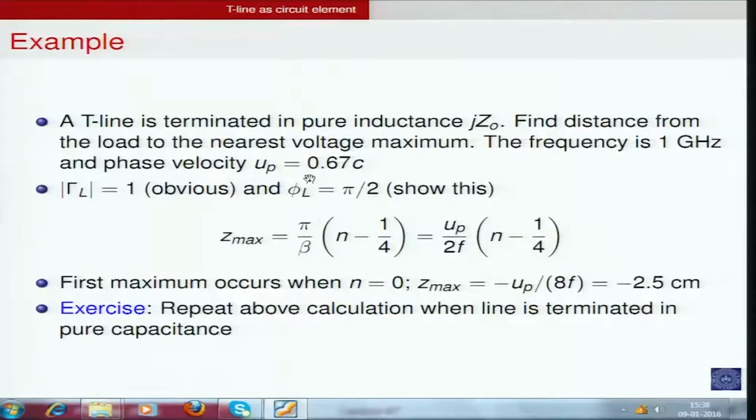The way to solve this problem would be to first find what is the magnitude of gamma L. Actually, you are more interested in finding what is phi L also. So the magnitude of gamma L will be equal to 1. I hope that this is obvious, because this is JZ0. You get gamma L as (JZ0 minus Z0) by (JZ0 plus Z0), which is nothing but (J minus 1) by (J plus 1). The magnitude of that is equal to 1, but the phase is equal to pi by 2. If you are not convinced, I invite you to show this.